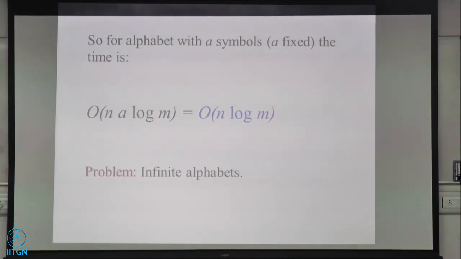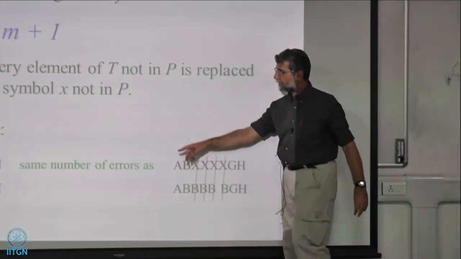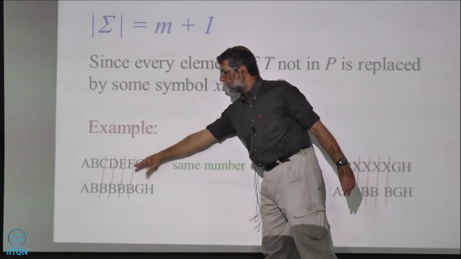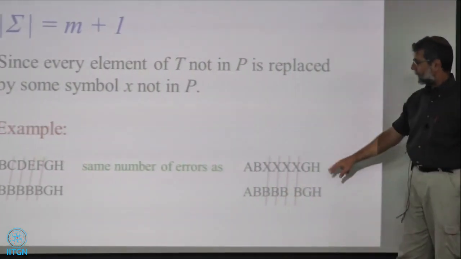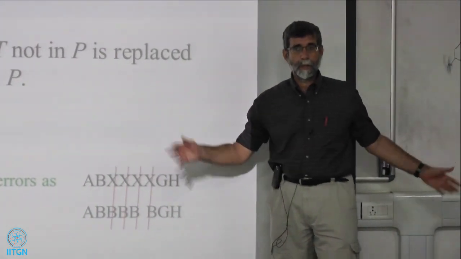And we know that for an alphabet with a fixed number of symbols, it's O of n log m, and the problem is infinite alphabets, and that's where we are. Now, we also know that without loss of generality, we can say that our alphabet is of size no longer than n plus 1, even if it's bigger. And here you see a very nice example: if the text has all kinds of letters, all the letters that are not in the pattern, replace them by a single letter, and you'll have the same number of matches or mismatches. So your alphabet is of size n plus 1.